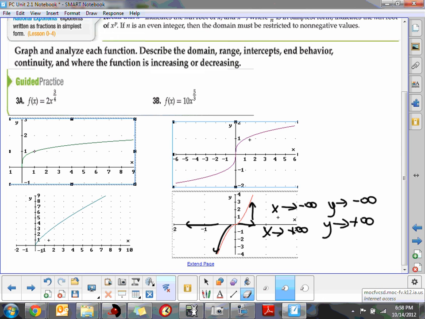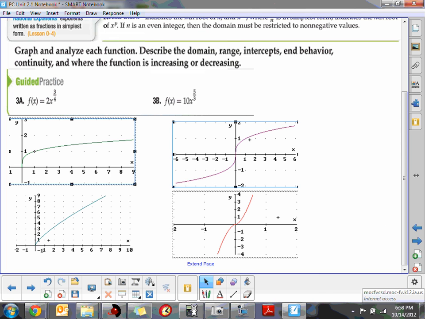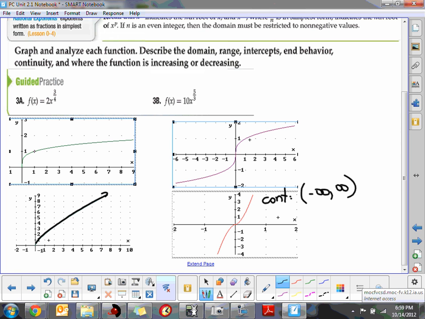Continuity, contrary to our even roots, this function is continuous everywhere. Before, when we did our even root, it was continuous only in the first quadrant, but this one's continuous in the first and third. It's continuous everywhere. So continuity, we're going to go from negative infinity to positive infinity. It's continuous on the entire domain.